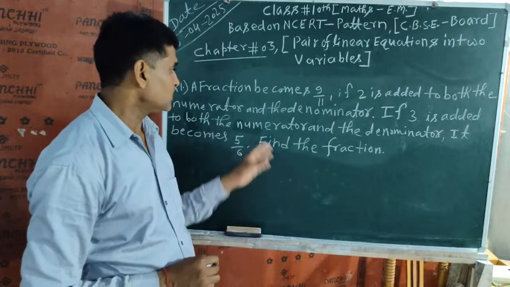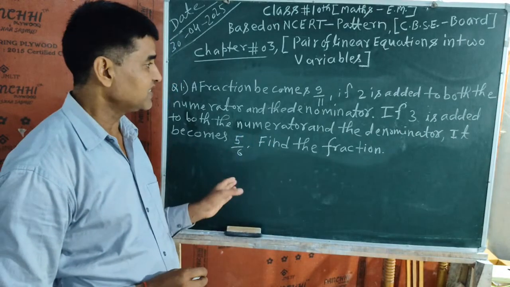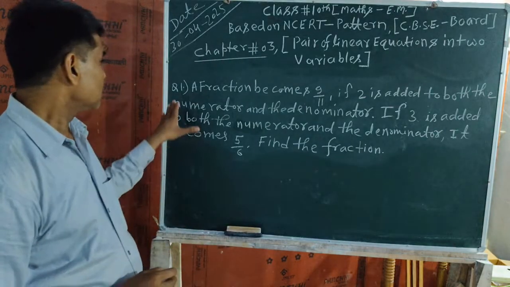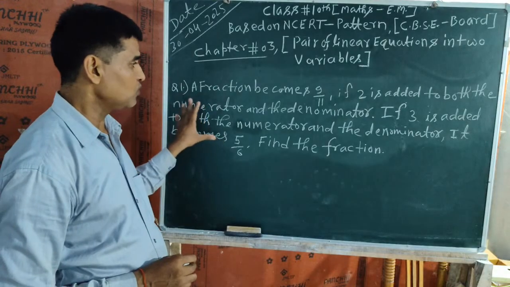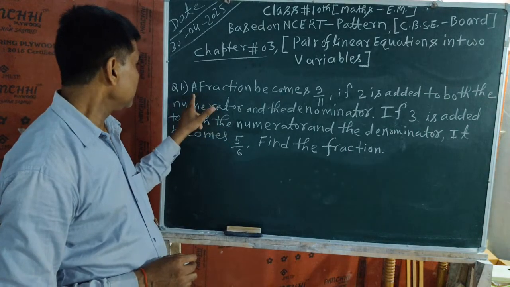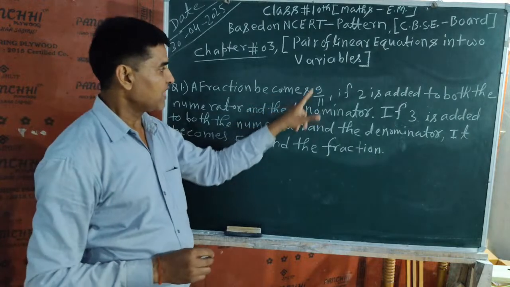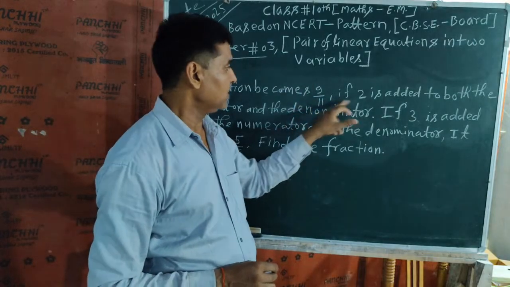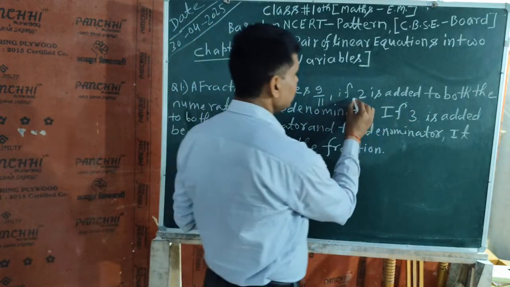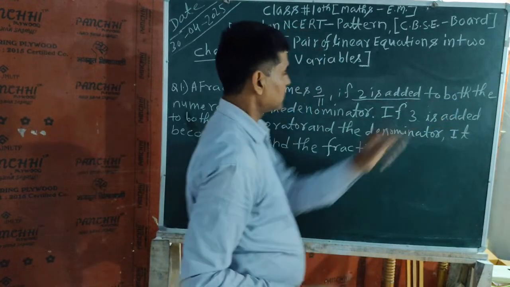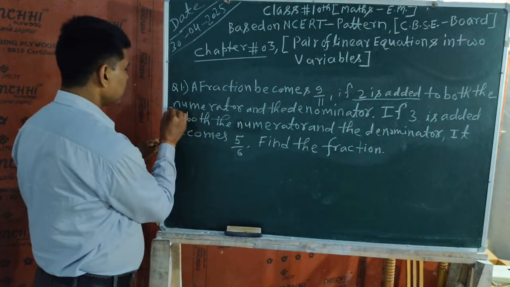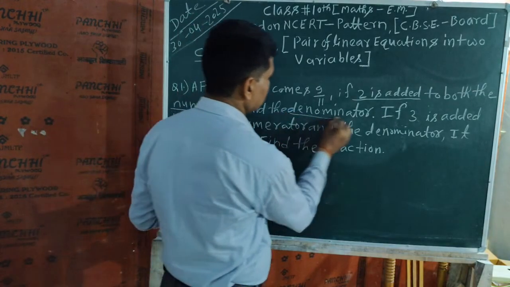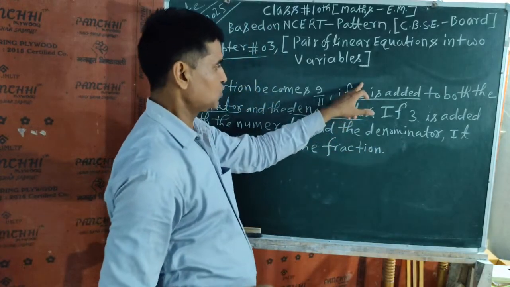Okay student, first of all concentrate on this live video from start to end to understand it in detail. The question is written like this, and I am going to explain its meaning in detail. A fraction becomes 9 by 11 if 2 is added to both the numerator and the denominator.